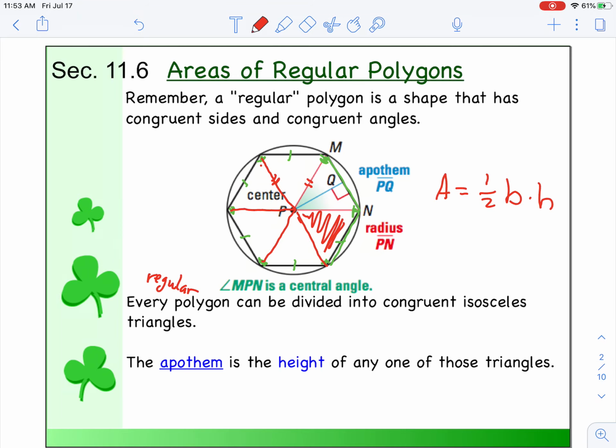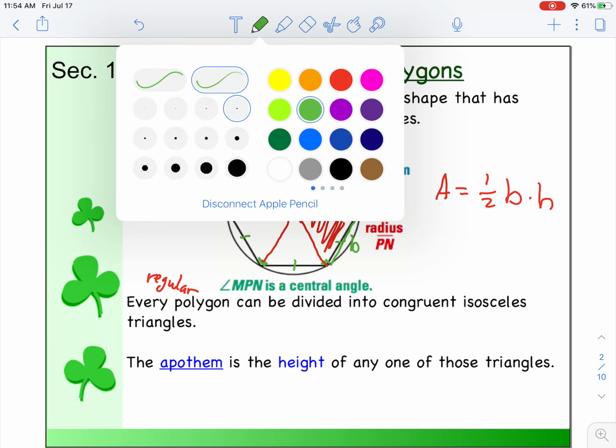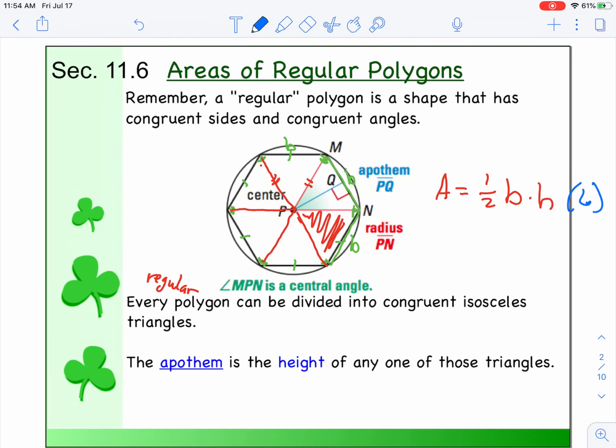So remember, the area for one of those triangles is 1/2 the base times the height. Well, the base of the triangle is really the side. So these are all bases of the triangle. So we can take 1/2 times the base of the triangle and then times the height. So then once we have the area, then we can multiply by 6 because there are 6 triangles inside there.